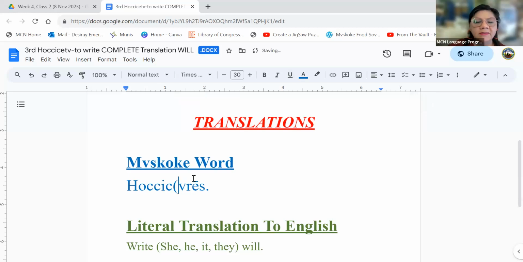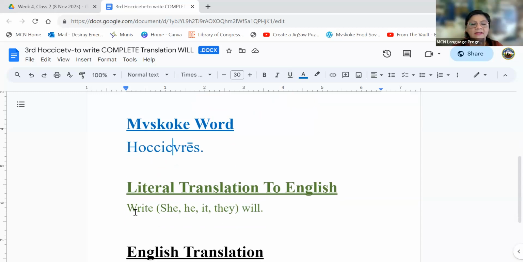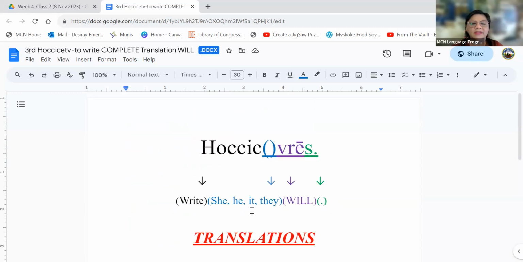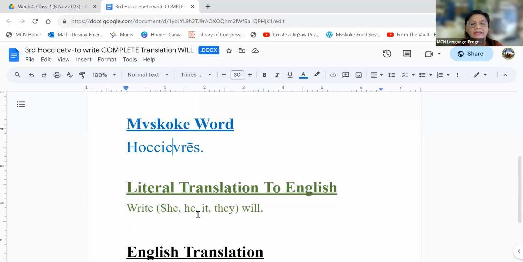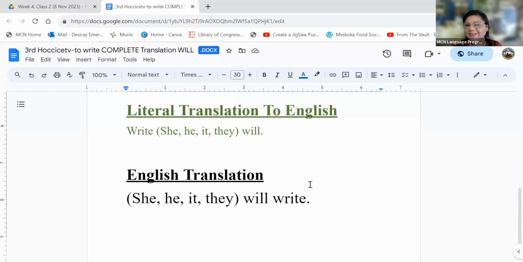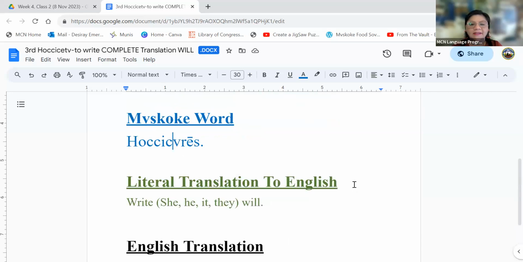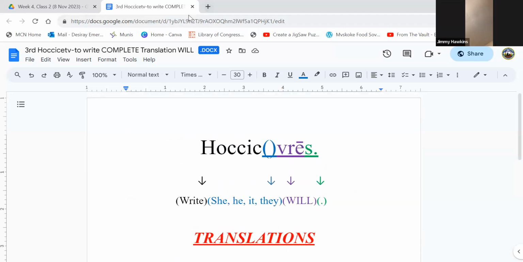So this is what it looks like. Hojej athis. Okay. Again, same thing as up here. Write she will, write he will, write it will, write they will. And then turn it backwards like we were talking about. She will write, he will write, it will write, they will write. All right. Anybody have any questions?